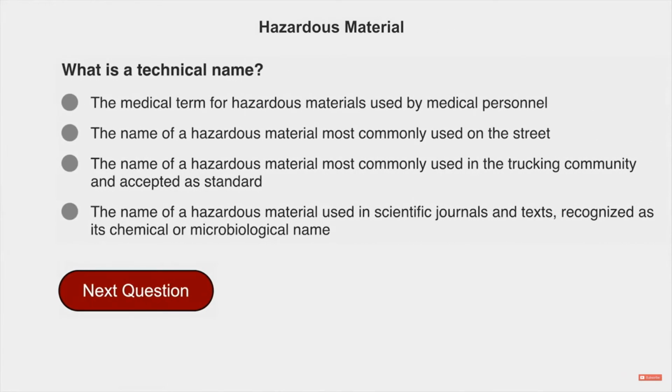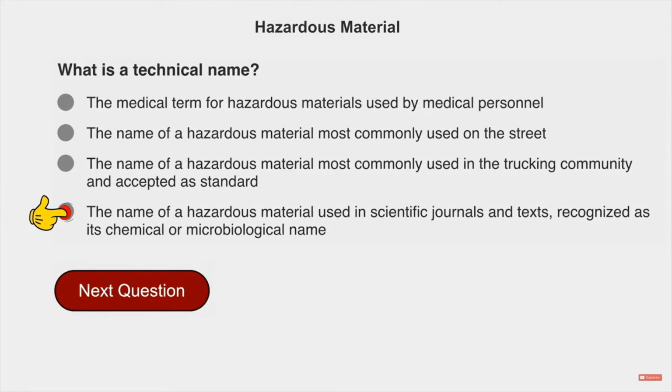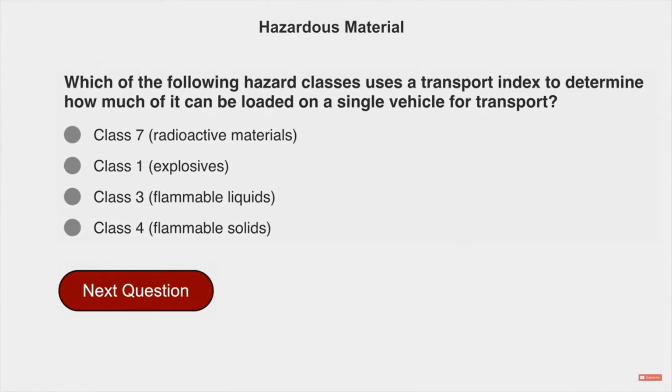What is a technical name? The name of a hazardous material used in scientific journals and texts, recognized as its chemical or microbiological name. Which of the following hazard classes uses a transport index to determine how much of it can be loaded on a single vehicle for transport? Class 7. Radioactive materials.